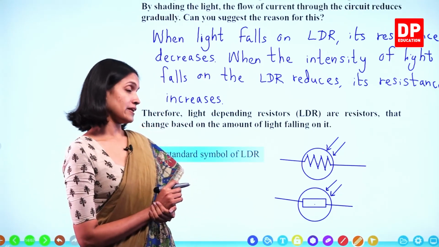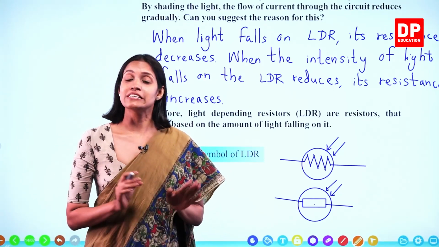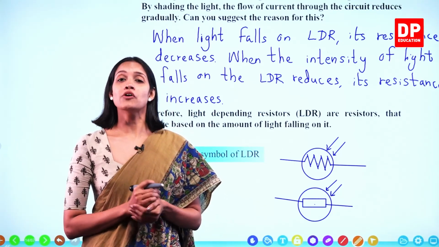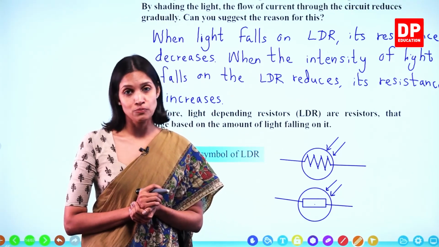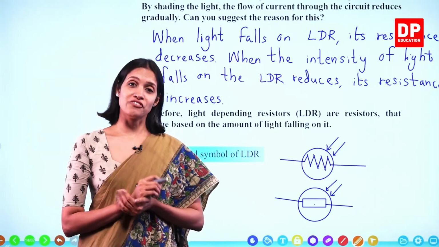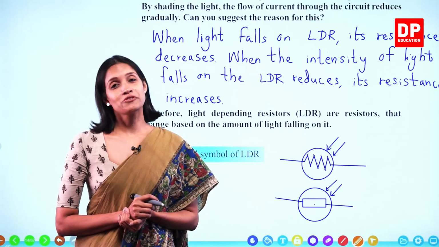Understand? Right. Now we have completed this chapter as well. So in this chapter also we learn about different types of electronic components, right? And how to use them and what are the symbols of them as well. We are going to move to the next chapter now.